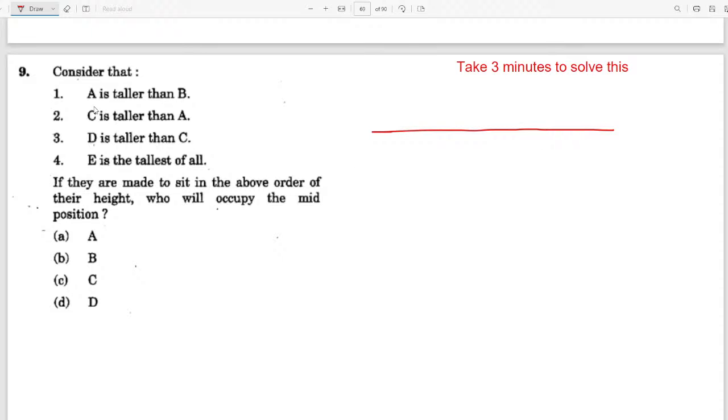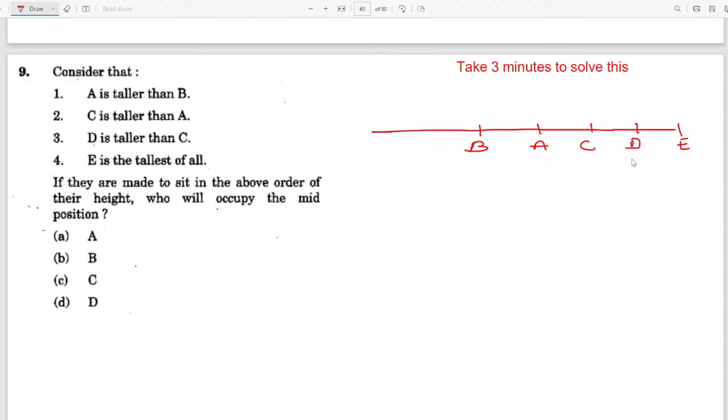They are saying that A is taller than B. A would be here, B would be here, and C is taller than A. C would be here, and D is taller than C. D would be here, and E is the tallest, so E would be here. If they are made to sit in the order of their height, this is the order of their height, who will occupy the mid position?